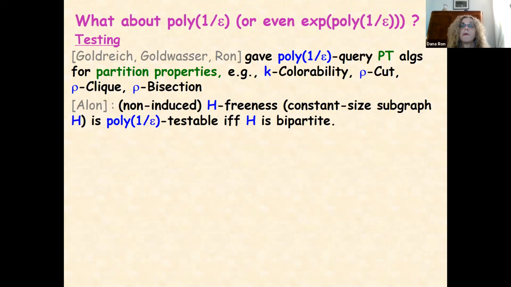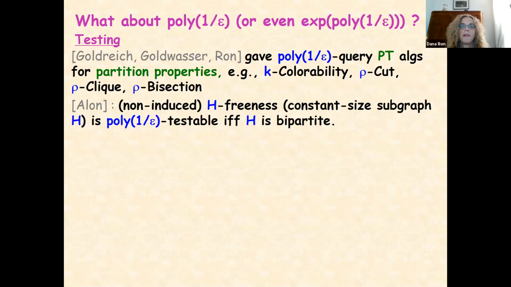Alon looked at H-freeness, here non-induced. Again, you want to know, is the graph H-free? You're given a constant size H, say a triangle, and you want to say, is it free from this subgraph? And what he showed is a dichotomy.